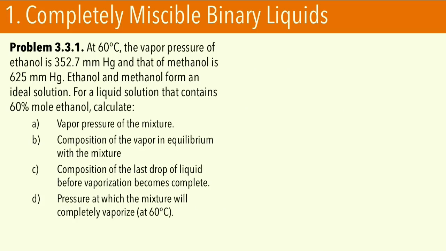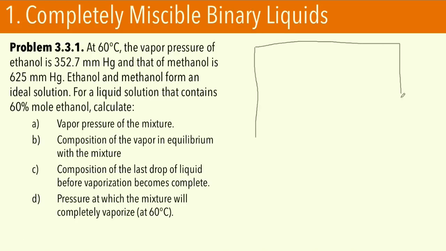Let's apply Raoult's law, Dalton's law, and vapor phase composition phase diagrams in order to solve this problem here. We're at constant temperature and we have an ethanol-methanol ideal solution. We're also given that the liquid solution contains 60% mole ethanol. We want to calculate a bunch of things over here. Before we begin, let's sketch out really quickly a phase diagram, so we could also get a picture of what exactly we're solving for.